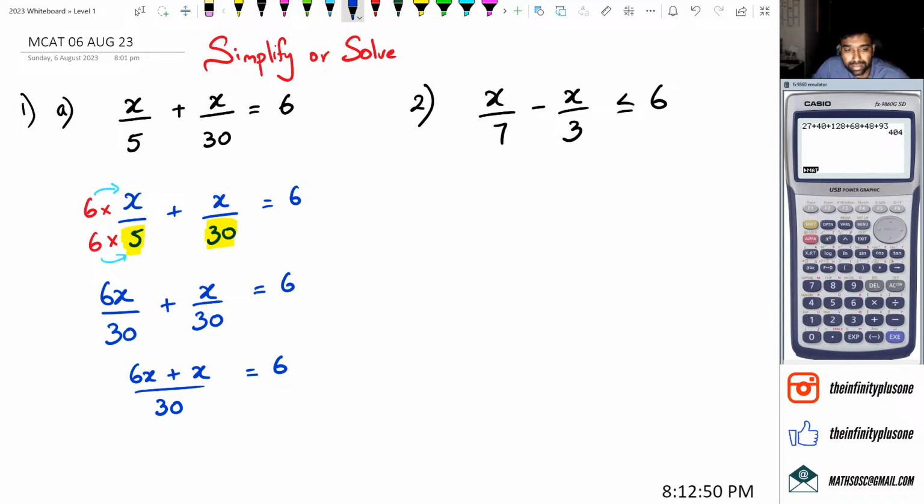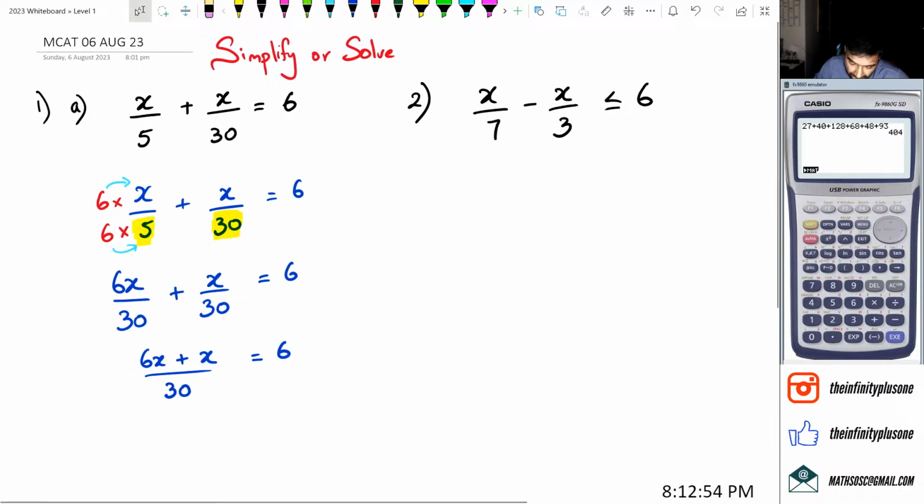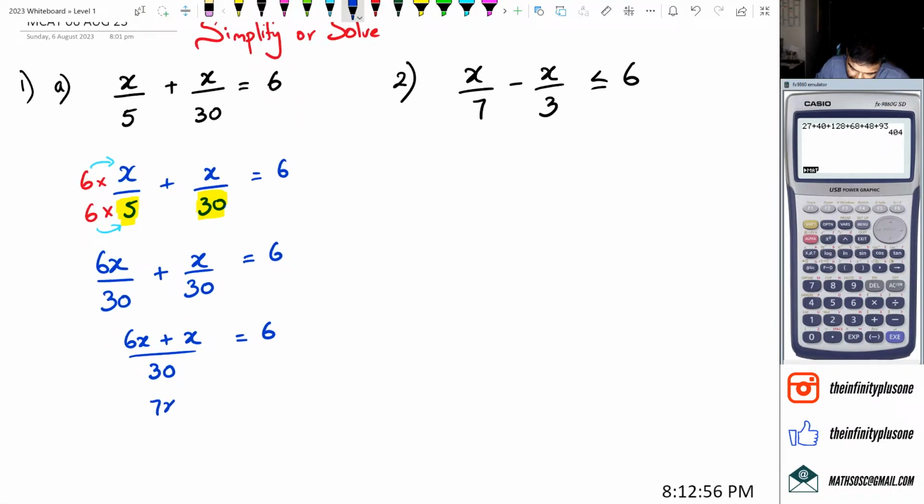Now at this point, you don't really need to do this step. You guys can just skip this step straight away and write it down as 7x over 30 is equal to 6. Because remember that x actually has a 1 in front of it, so 6x plus 1x is 7x. Then we've got 7x over 30 is equal to 6.